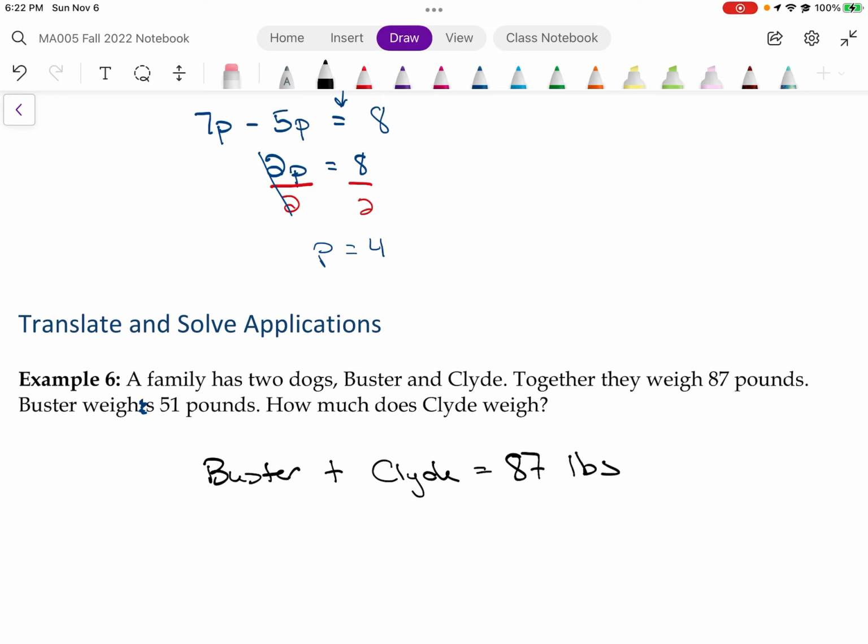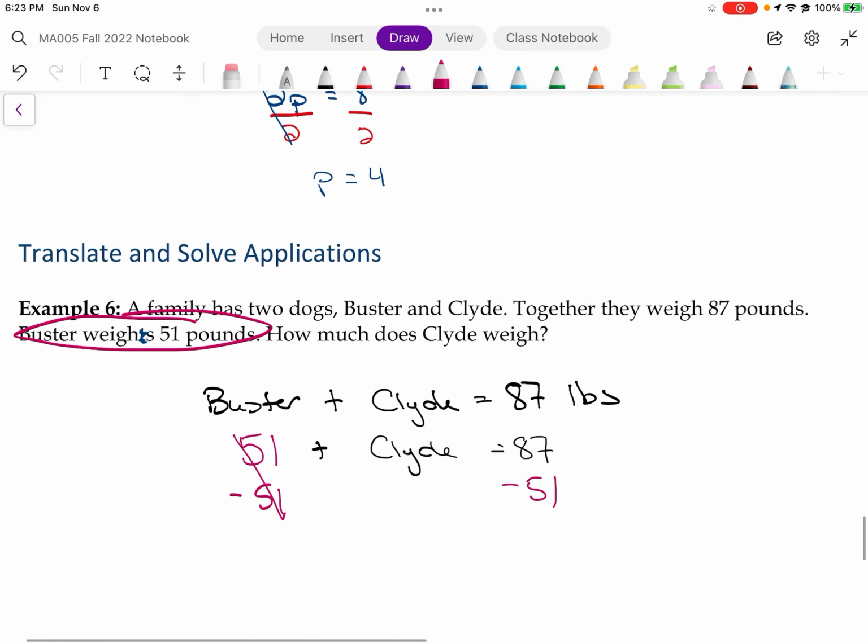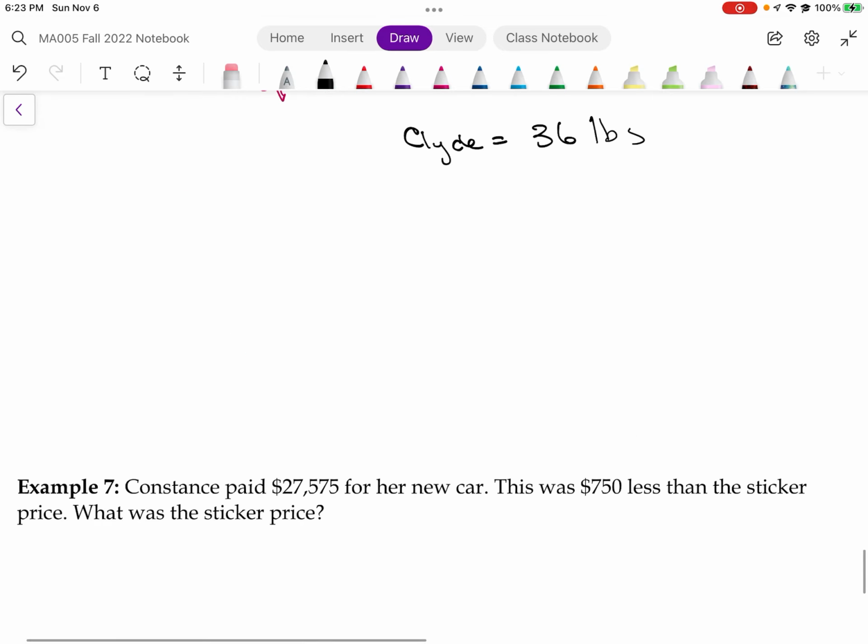Okay, so I just put it into more of a math sentence. So Buster, it says right here, weighs 51 pounds. So Buster is 51, plus Clyde equals 87. So how could you solve for Clyde? Well, all you got to do is say minus 51, and Clyde equals 87 minus 51 is 36 pounds. So double check, see if they add up to 87. 36 plus 51 is 87. Okay, why don't you try this one?